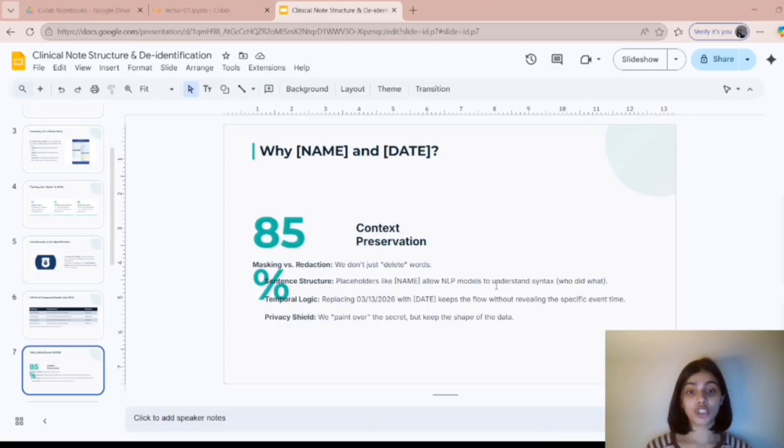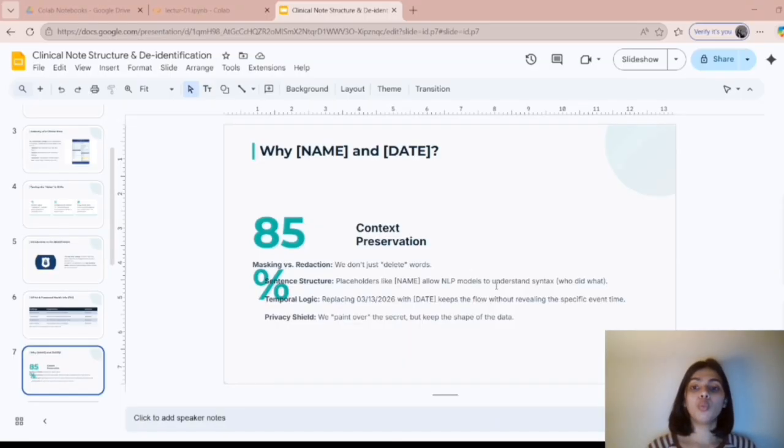We have sentence structure where you have the placeholders, like I said, like name, which allows our NLP models to understand the syntax. We have your temporal logic, which is replacing the whole date with the word date, that keeps the flow without revealing the specific time of the event.